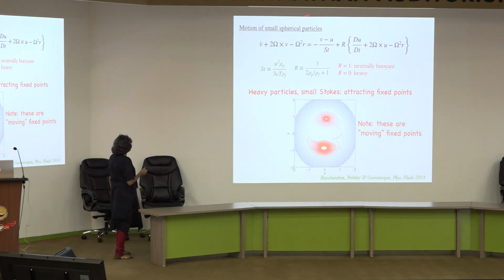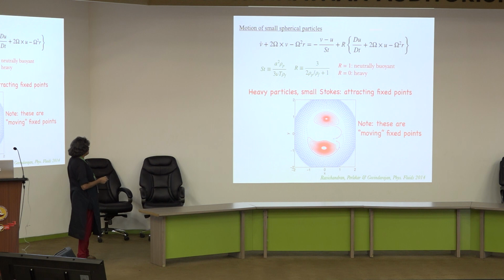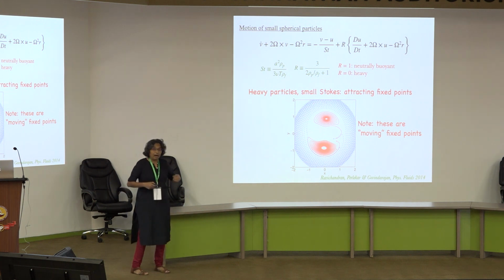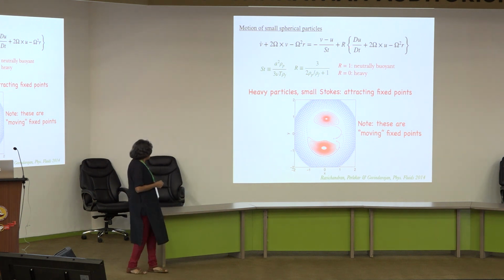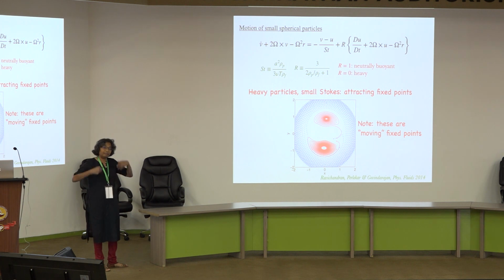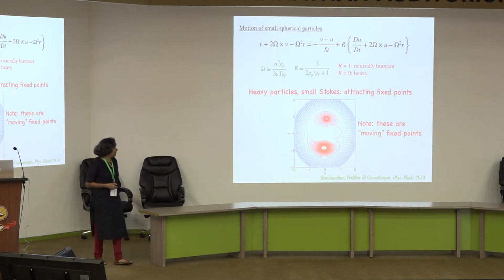So we have the Maxey-Riley equation with the Basset term ignored. We write it in the co-rotating frame and it looks like this. There are two important parameters here. One is the density ratio, how dense the particle is compared to the fluid, and it's given in inverse form in this quantity R, where R equal to 1 means the particle and fluid have the exact same density, and R equal to 0 means the particle is infinitely heavy compared to the fluid. So this is the density ratio R.